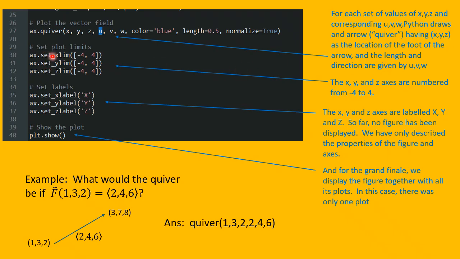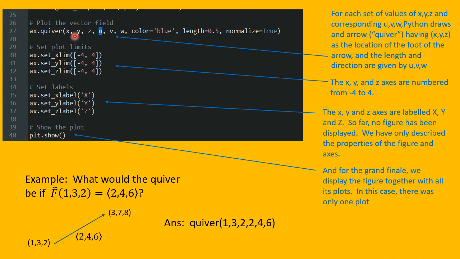Here we are setting the x, y, and z limits for the axes, all three of them. See, we have set_xlim, set_ylim, set_zlim. All of them in this case are going -4 to 4. Over here we're just adding labels to those axes. Set x label to x, set y label to y, set z label to z. These set_xlabel and so forth are methods associated with the object ax, which are the axes. And then at the end of the whole program, we will plot the figure and the axes by using plt.show. So this will display the figure together with all of its plots, and in this case there was only one plot with one set of axes.